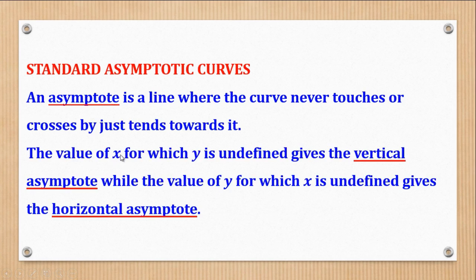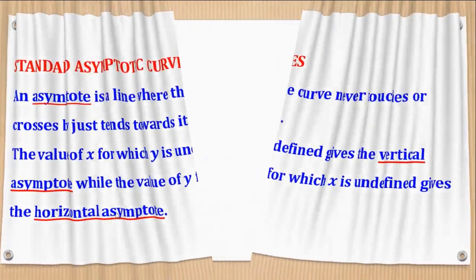And the value of x for which y is undefined gives the vertical asymptote, while the value of y for which x is undefined gives the horizontal asymptote. So that's how they get the asymptotes. We can get the vertical asymptote or horizontal asymptote.